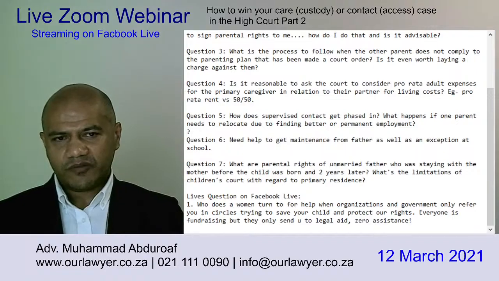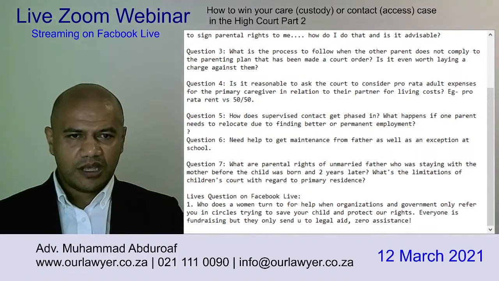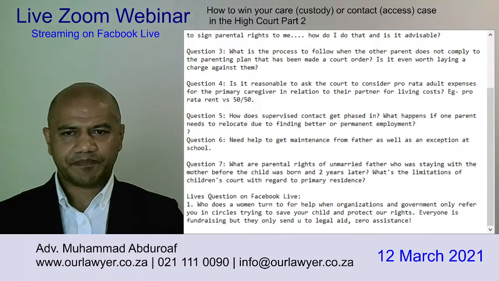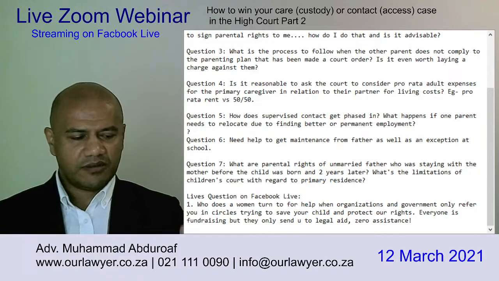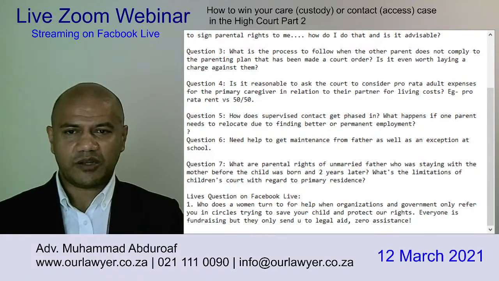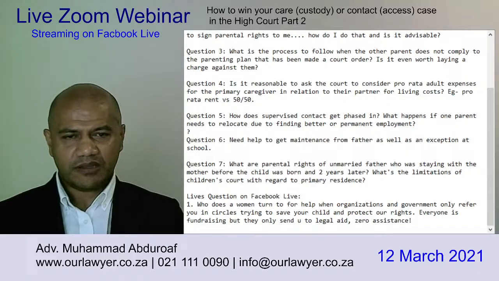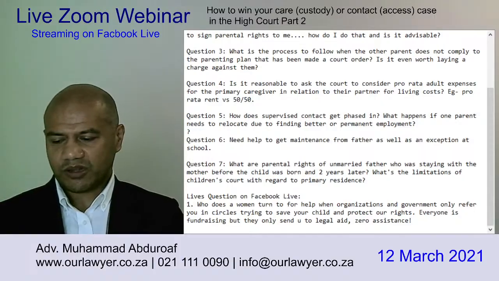So the scenario, if I'm understanding correctly: mom and dad live together, mom fell pregnant, child popped out, beautiful, everybody's happy. They stay together for another 2 years, the father was involved in the child's life, then the relationship ended and they're no longer together. Now the question is, what are the limitations of the children's court with regard to primary residency? Oh, the first question is, what are the parental rights?